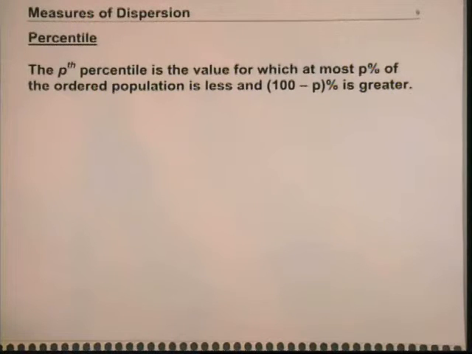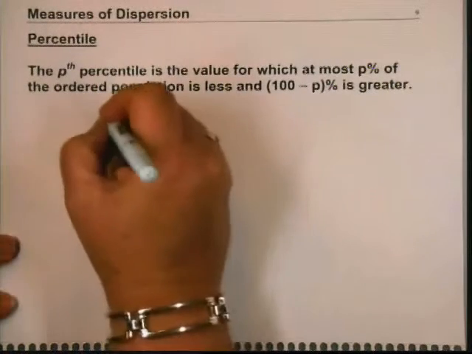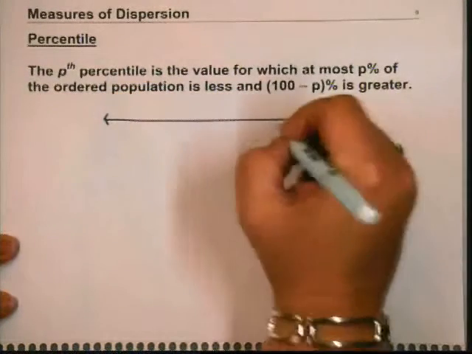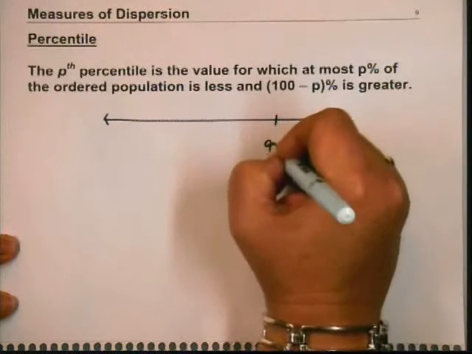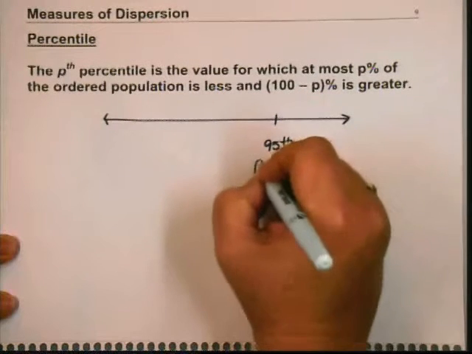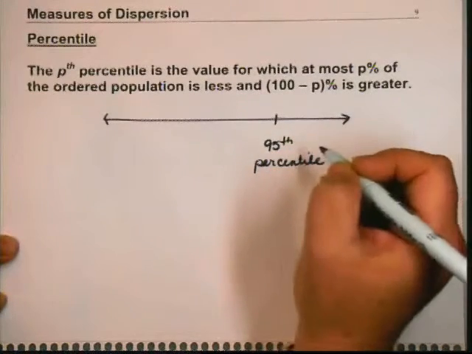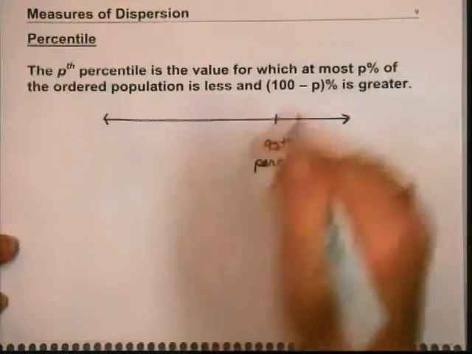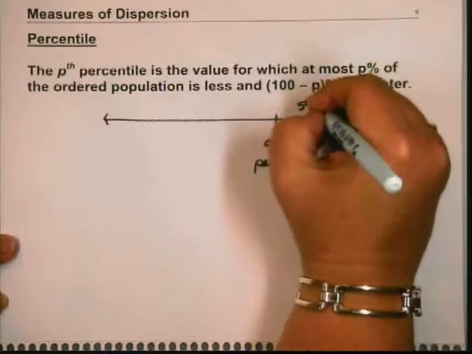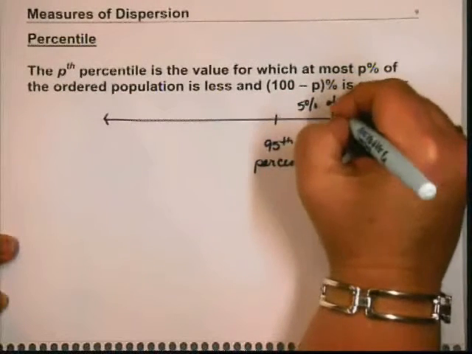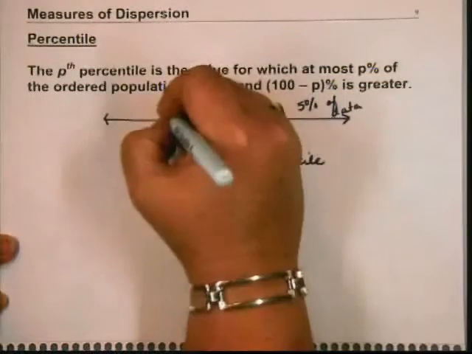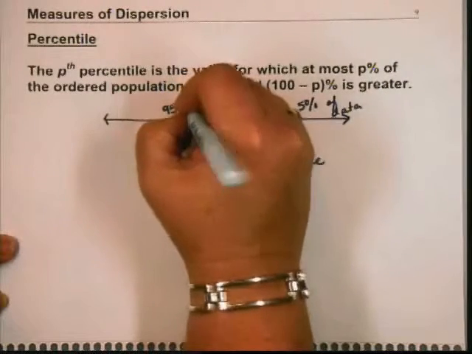And so when we talk about the 95th percentile, let's say, we have all of our data on this number line, and we mark a 95th percentile. Okay, and so what that means is when the data are in order, that means 5% of the data is above this score, and 95% is below.